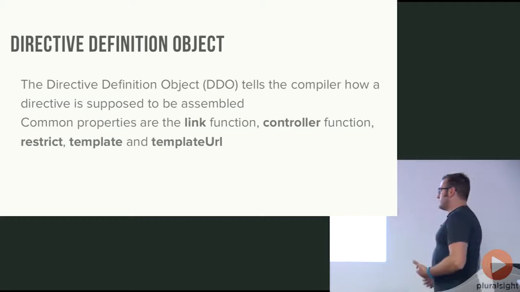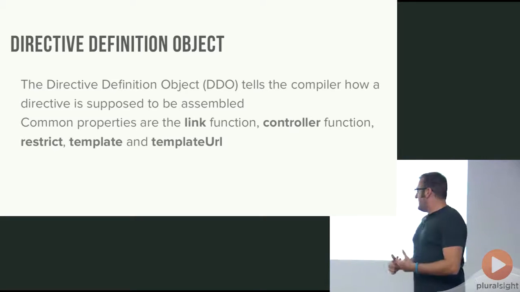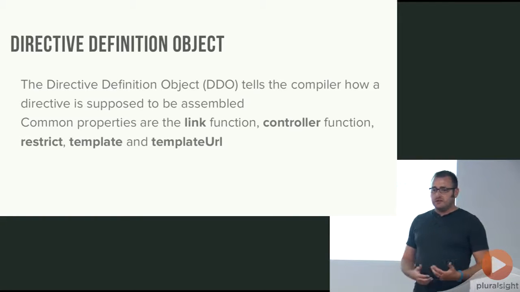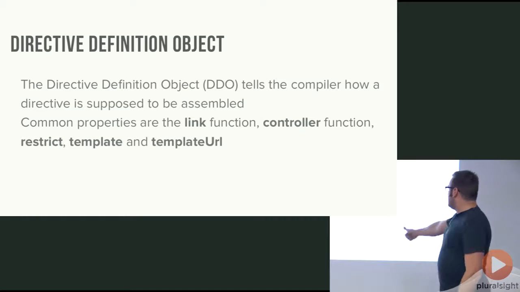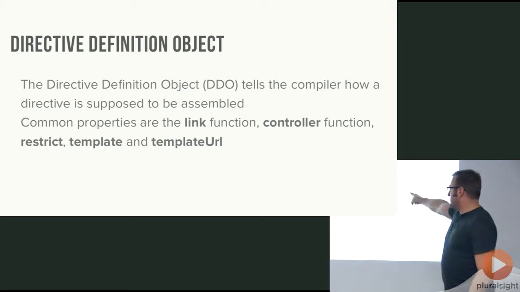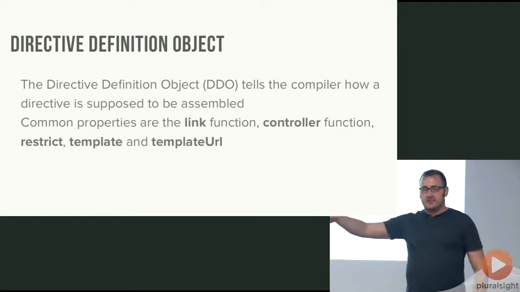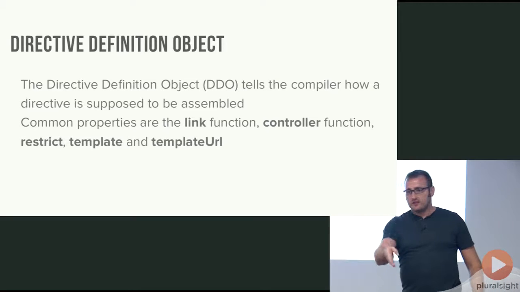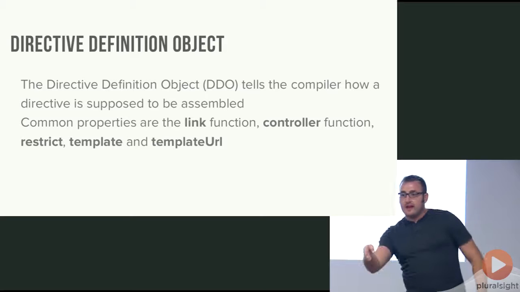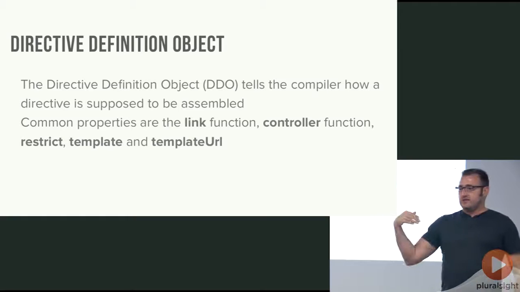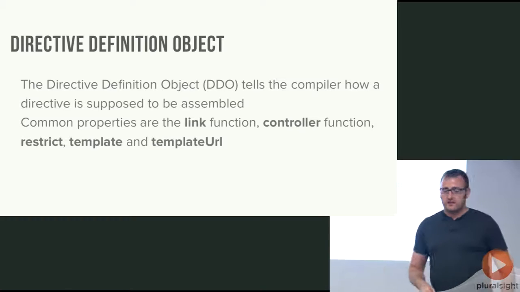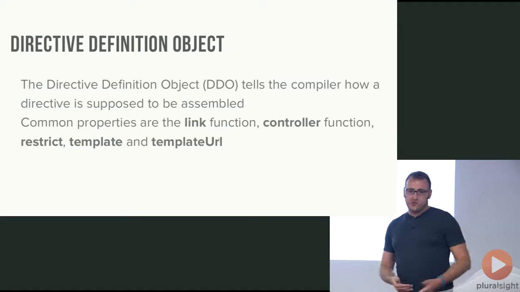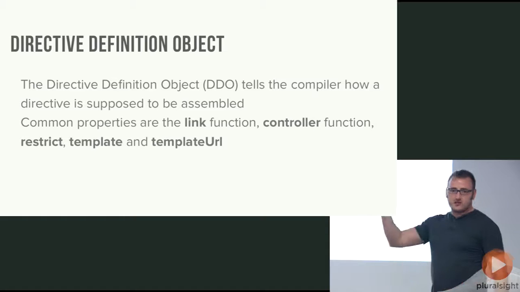Your directive definition object basically tells the compiler how this needs to be compiled. So a lot of times you'll have the link function, the controller function. Restrict would simply say I want to restrict this to either an element or an attribute, an element and an attribute, or a class. And I've never seen this, but I believe you can actually do a directive as a comment. That would be interesting. I'd like to see an example. It's kind of far out Twilight Zone stuff.